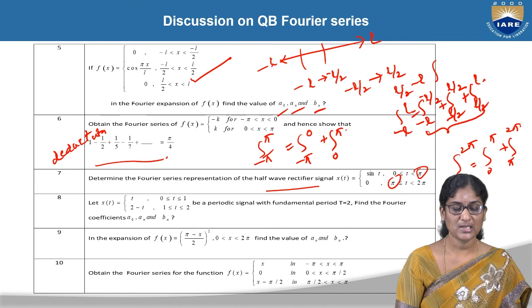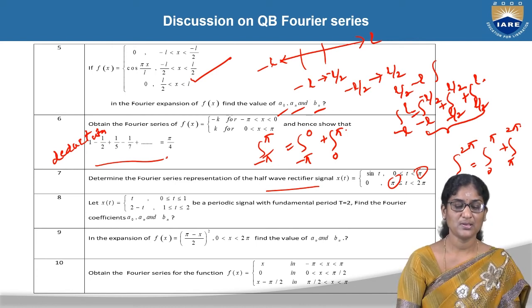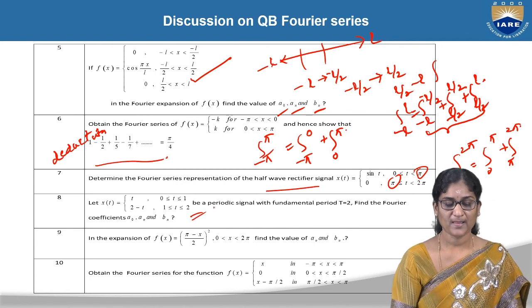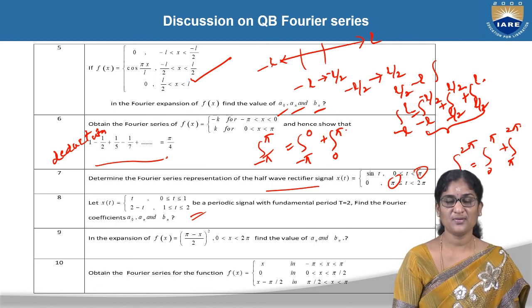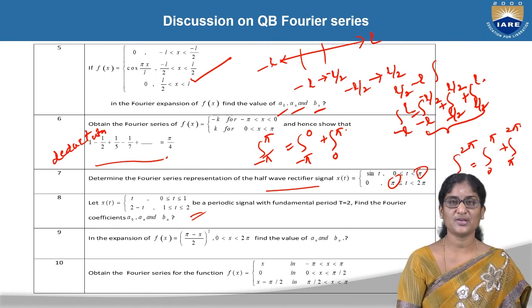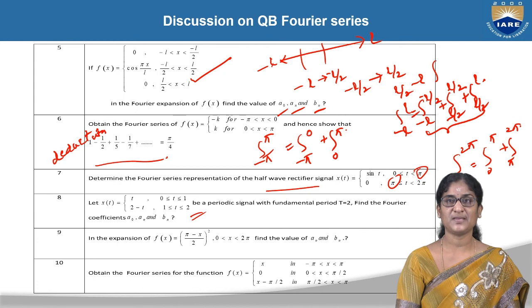Going to the eighth one, it is very similar to the fifth and fourth ones. It's a discontinuous function, a periodic signal with fundamental period T equal to 2. Find the Fourier coefficients. He just asked you to find the Fourier coefficients. There is no need to substitute and find the total expansion. It's enough if you find the A0, An and Bn values.